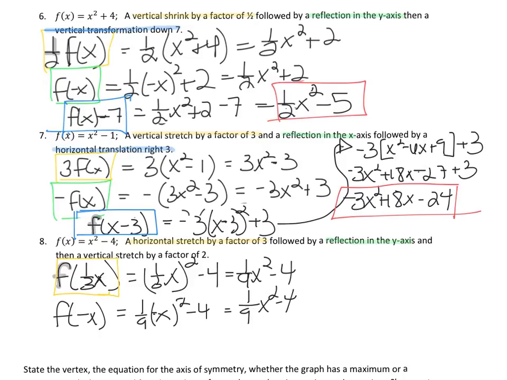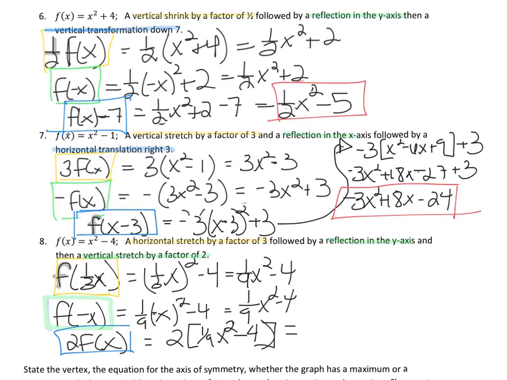And then lastly, a vertical stretch by a factor of 2. My vertical stretch by factor of 2 is 2f of x. And then that's 2 times (1/9 x squared minus 4), which is 2/9 x squared minus 8. There's your final answer.